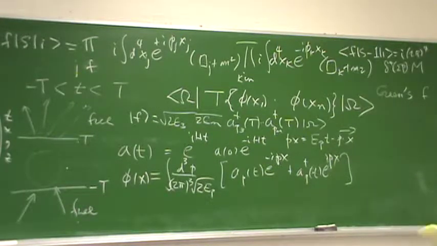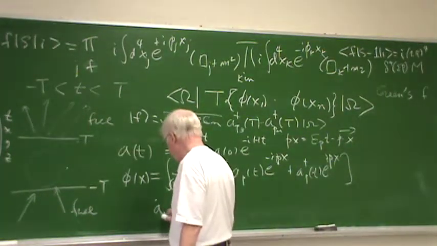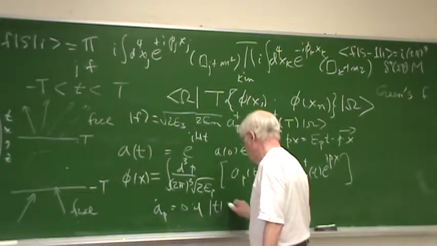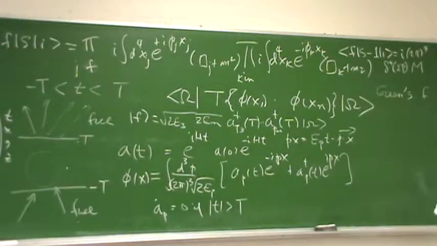And in particular, what that means is that A dot P is 0 if t is bigger than big T. So for large times, there's no time dependence at all.